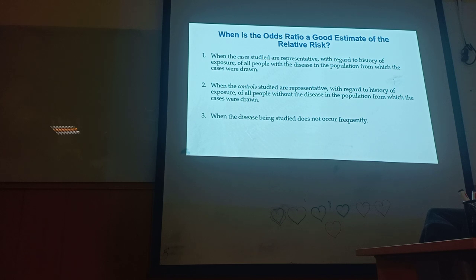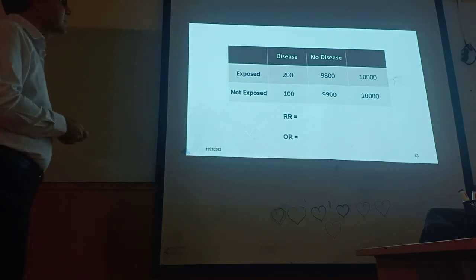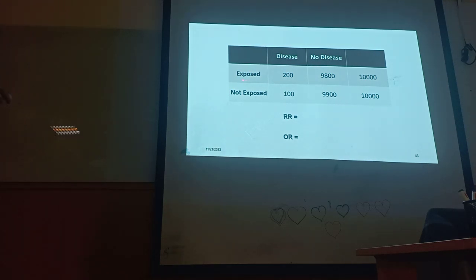And the most important condition is that the disease of interest is rare. If it is not rare, odds ratio is not a good estimate of risk ratio. Let's look at this example. This is an epidemiological study. Let's say a 10,000 exposed group is compared with a 10,000 unexposed group, and from which 200 develop disease among exposed and 100 among not exposed.